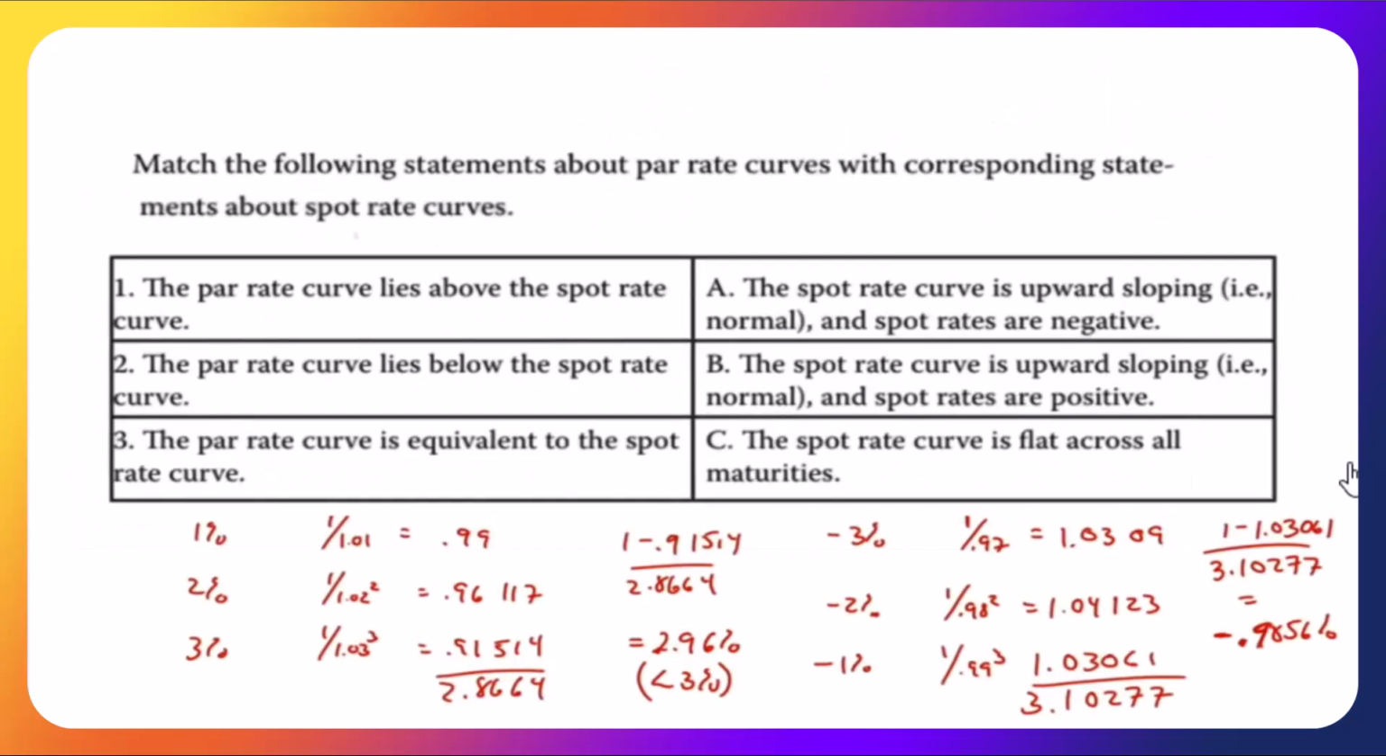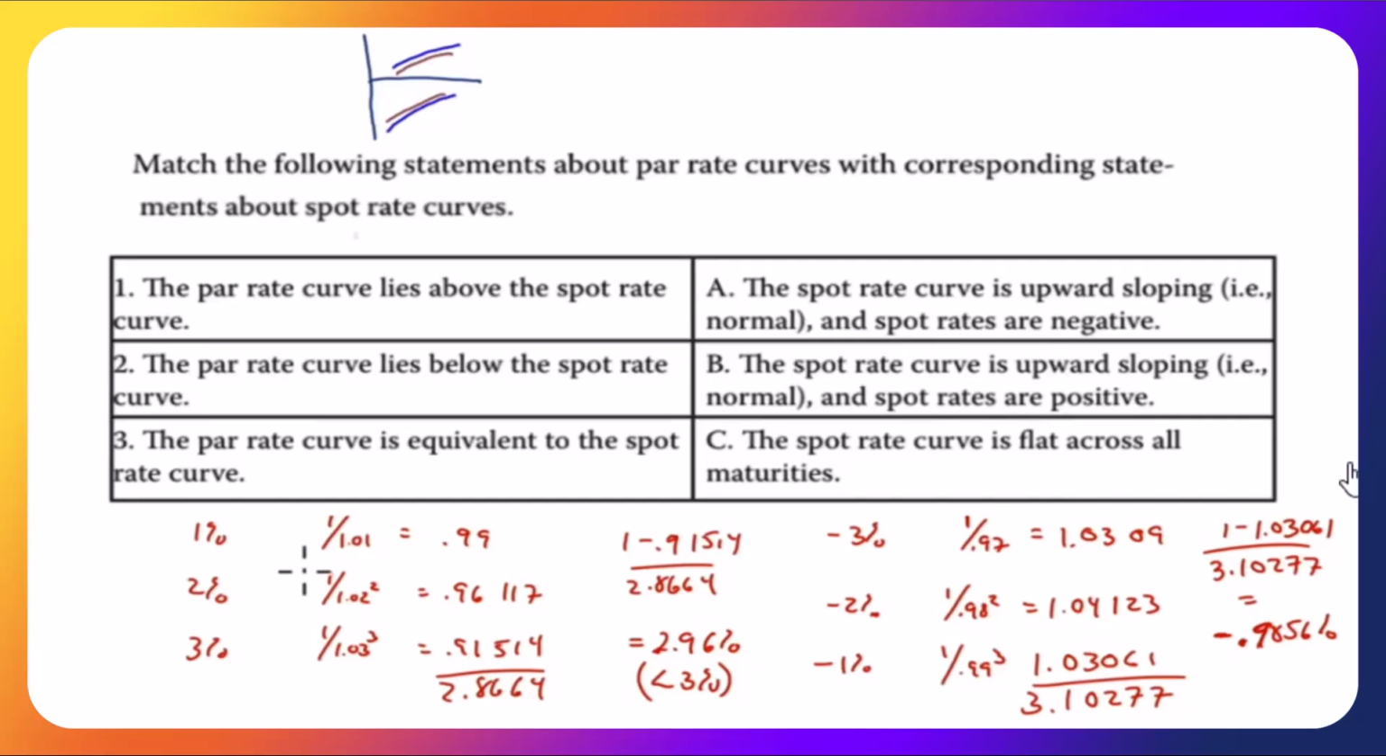Match the following statements about par rate curves with corresponding statements about spot rate curves. And the reading really didn't go into detail about negative spot rates, so I'll just draw it out for you here. If we have an upward sloping spot curve, you will have an upward sloping par curve just below it. If you have an upward sloping spot curve with negative rates, because of the way the math works out, the par rate shifts and the par rate sits above that spot curve.